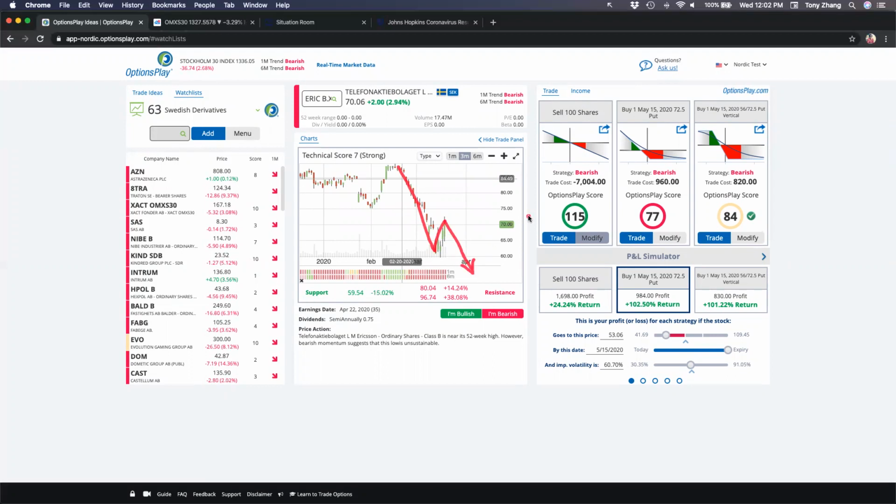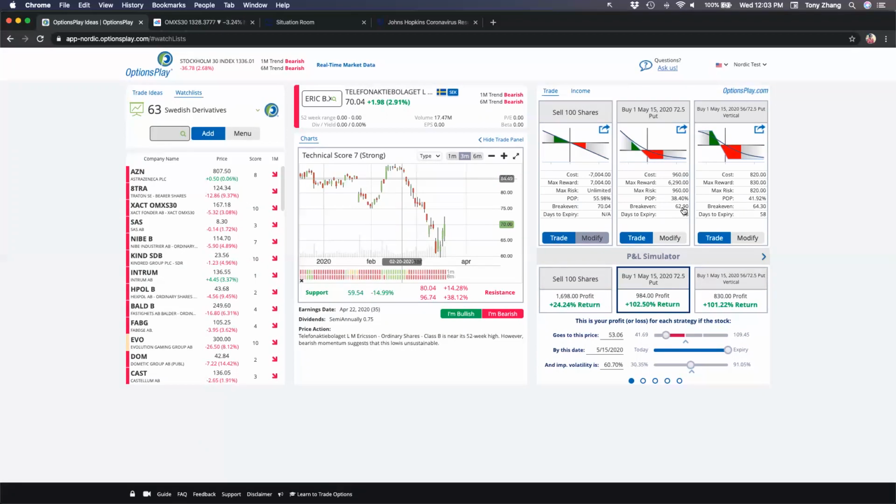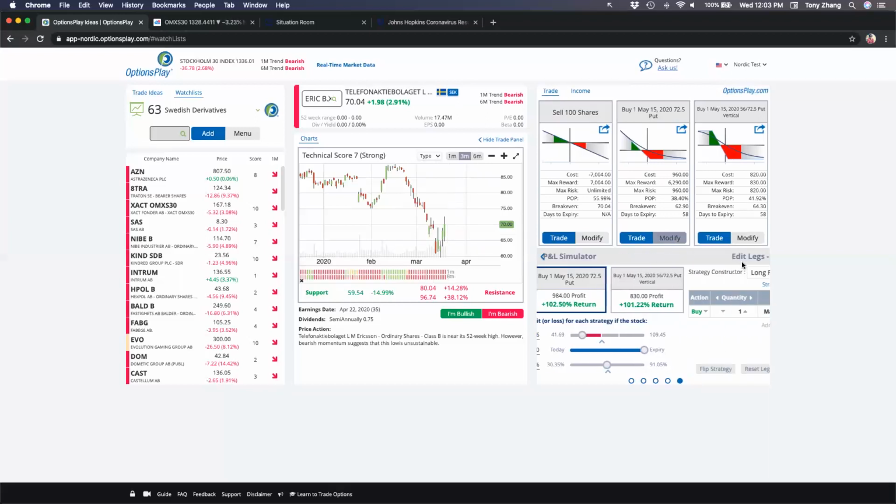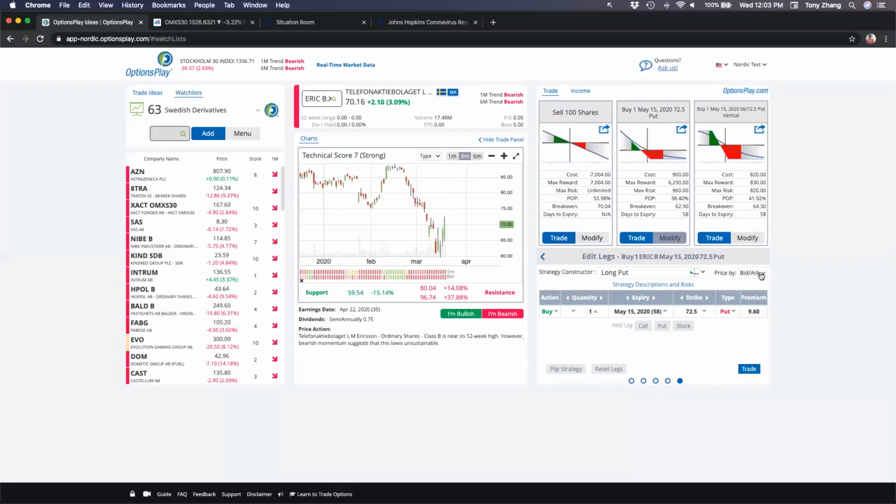In this current market environment, that certainly seems like a potential opportunity. So here, buying a May 72.5 put, which is the at-the-money put, will cost 960 crowns, which gives me a break-even price of 62.90. Now, let's take a look at the mid price just to see. So 960 is the ask price, the mid price is 840, which puts my break-even price at 64.10. That's actually not bad because 64.10 is where the stock was trading just a few days ago.